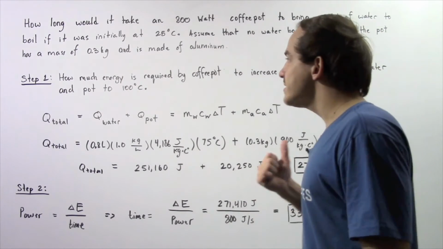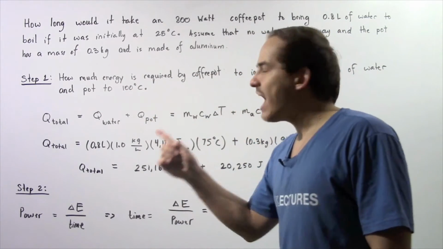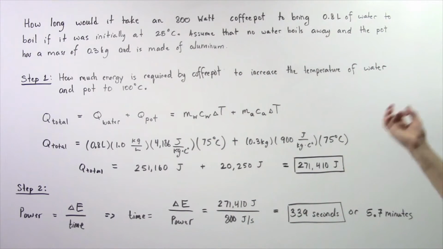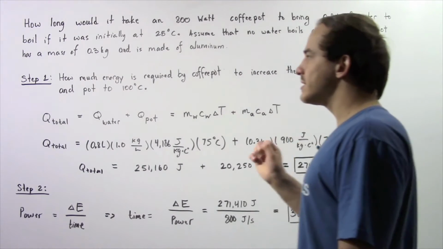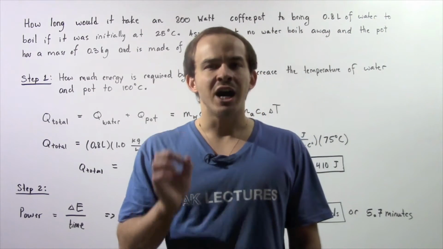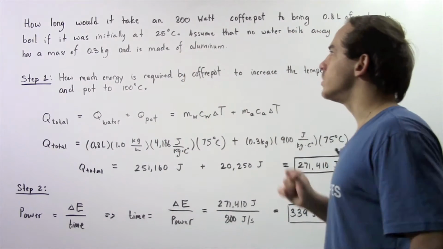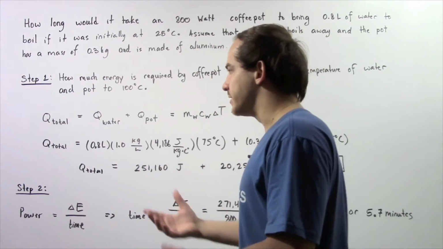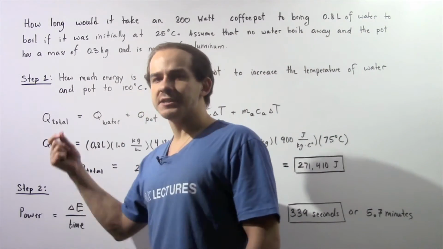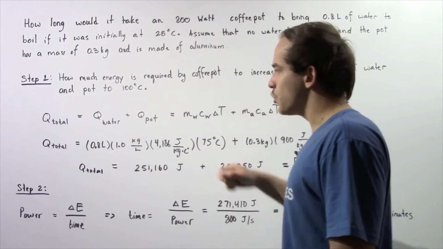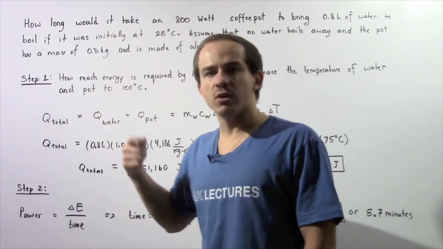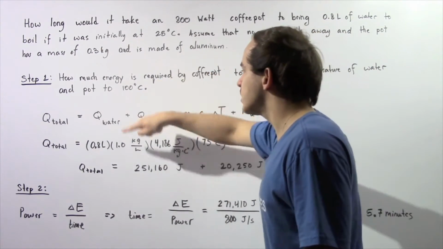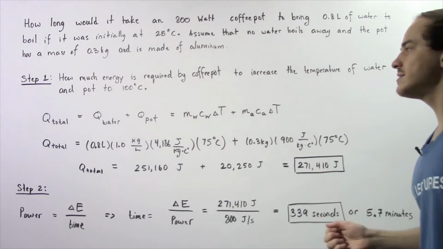It's step one. We essentially want to ask ourselves how much energy is required by the coffee pot to increase the temperature of water and to increase the temperature of the pot to 100 degrees Celsius from 25 degrees Celsius. So first we have to calculate the energy requirement. So the total energy required by the coffee pot is equal to the energy required to increase the water to 100 degrees Celsius and the energy required to increase the coffee pot to 100 degrees Celsius.